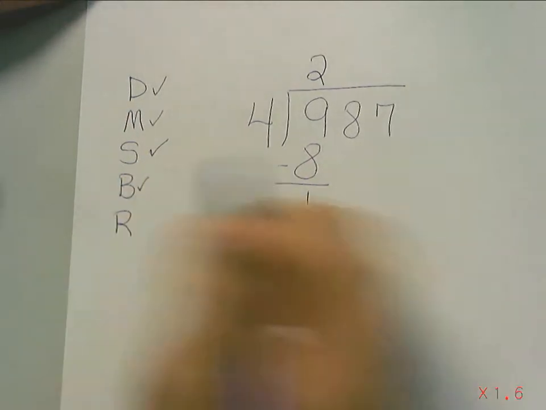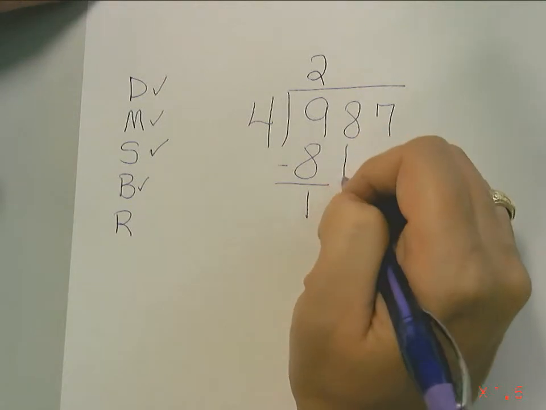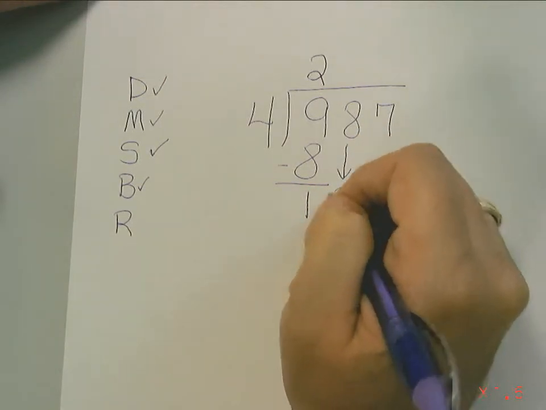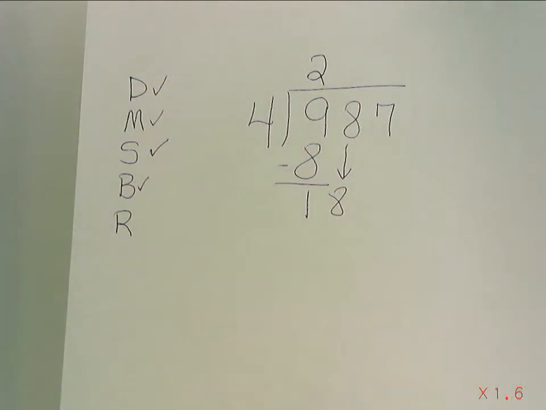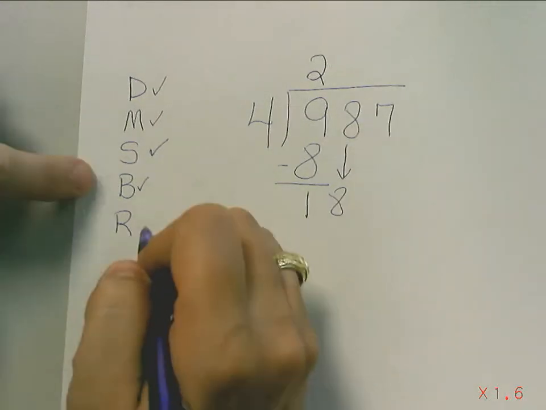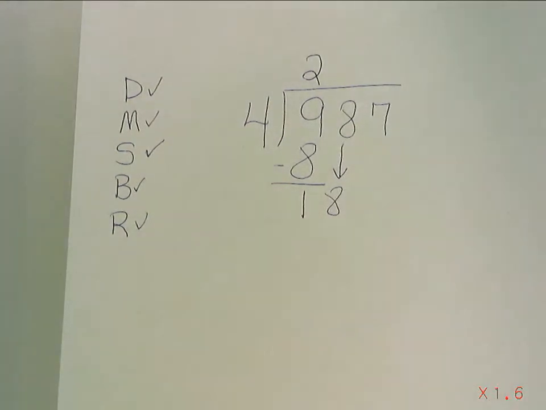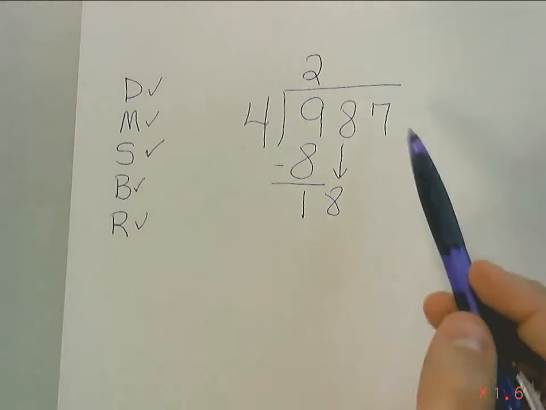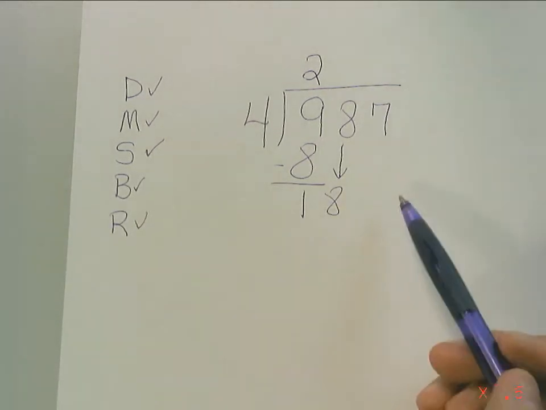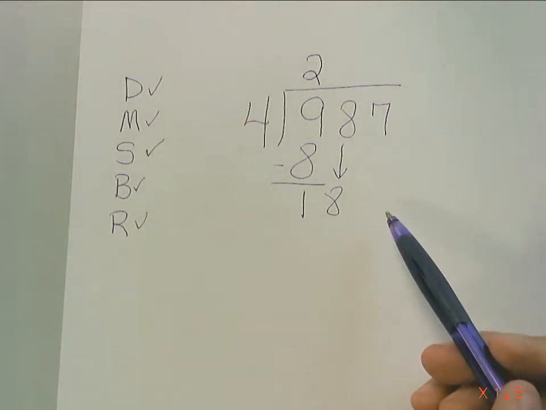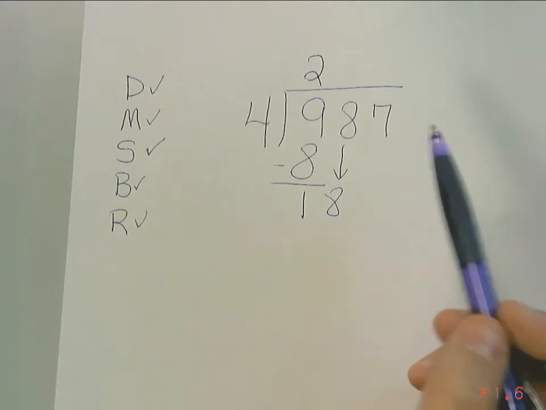Then we're going to bring down, and we are only bringing down one digit at a time, so I'm going to bring down my 8. And then we get to repeat or remainder. So we have a few questions that we're going to ask ourselves. First, do we have any other digits to bring down? If we do, we're going to have to repeat. We can't be done. And that is the case here.